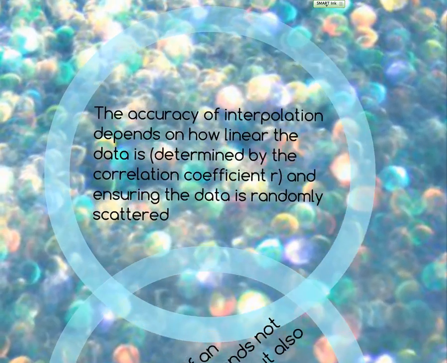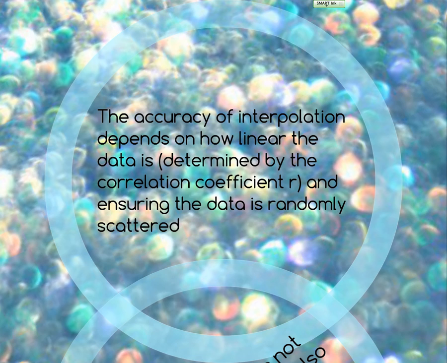Some other things for interpolation is that the accuracy depends on how linear the data is. How strong is that linear correlation. We know from a few sections ago that the strength is determined by the correlation coefficient R. If it has a higher correlation coefficient, then it'll be more accurate. Also, it's more accurate if the data is randomly scattered. If it's not all bunched up, if it is random, then the accuracy will be greater.